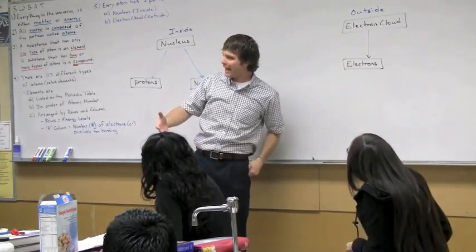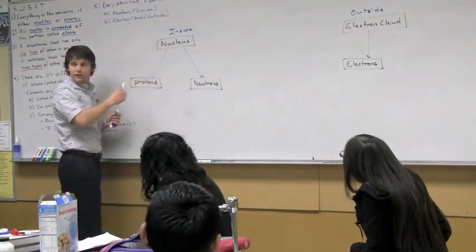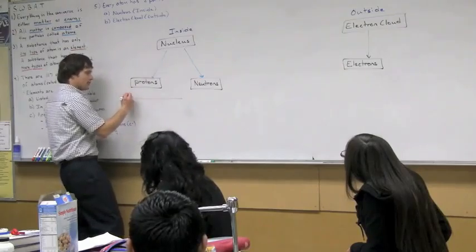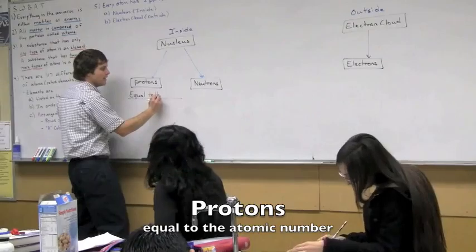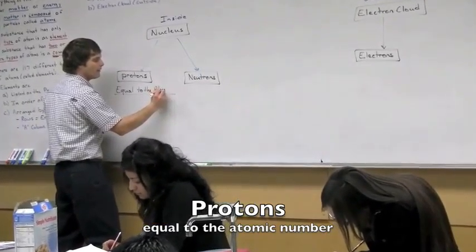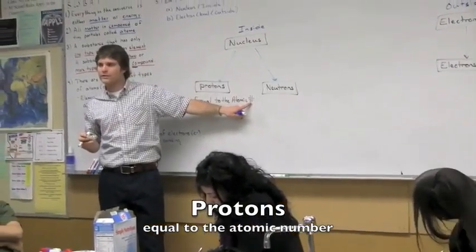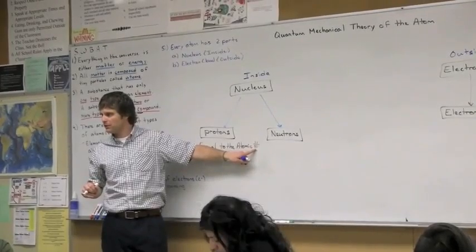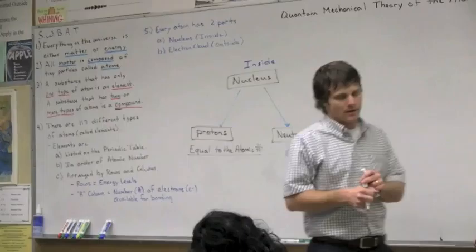So how do we find out the number of each of those? Today, we're going to just focus on protons and electrons. Protons equal to the atomic number. I'm going to abbreviate the word number and use that little sign. So please don't go through the rest of the semester confused about what the little sign means. It just means number. So equal to the atomic number.